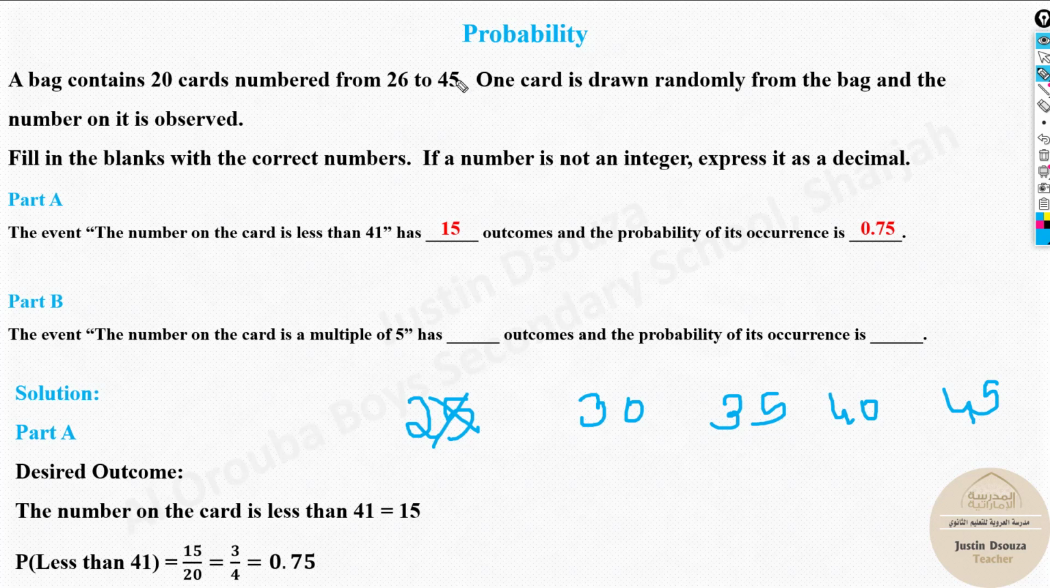The numbers are till 45, right? So there is 1, 2, 3, 4. There are 4 outcomes. And what is the probability of occurrence? 4 divided by 20. And we just need to simplify it.